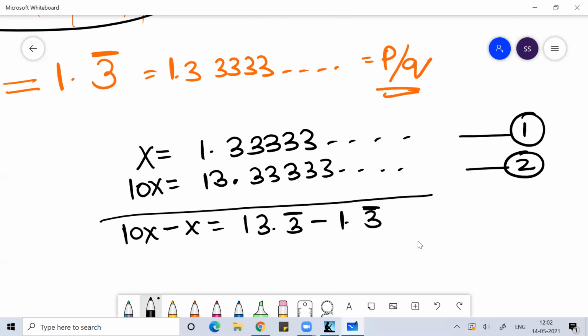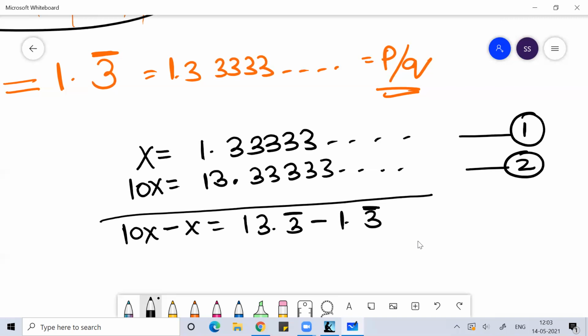So you focus here, Tanish. This is important. How will you convert the recurring decimals into P by Q form? You know that they are recurring decimals, right? If they are, they should be rational numbers. All terminating and all recurring decimals are rational numbers.